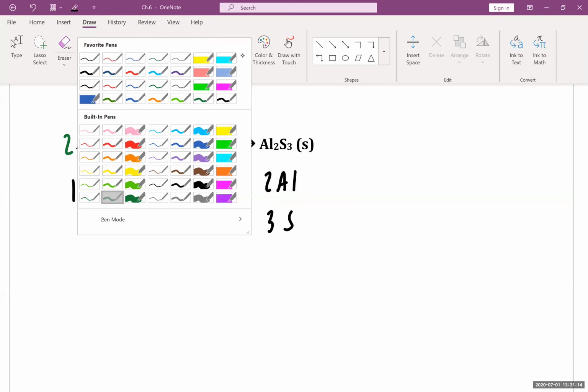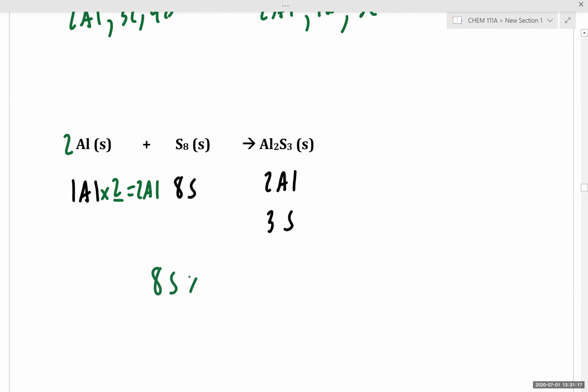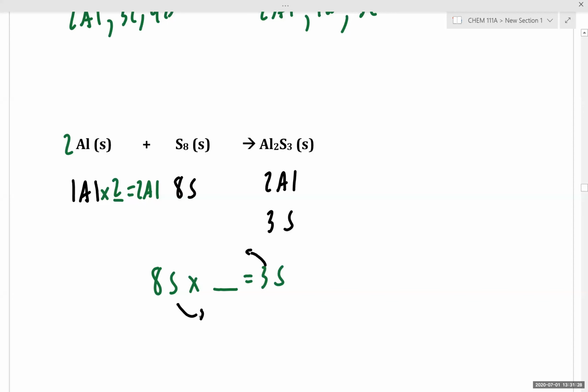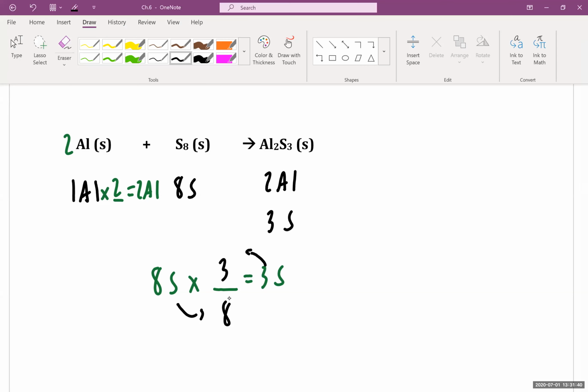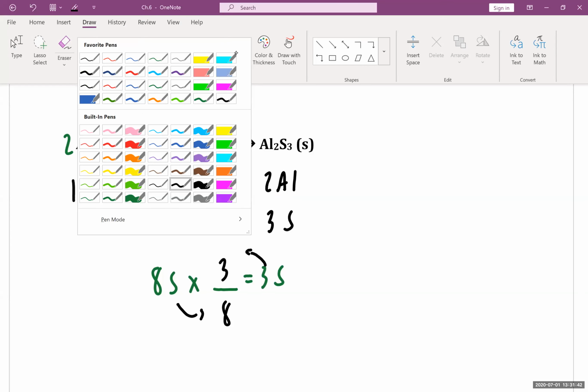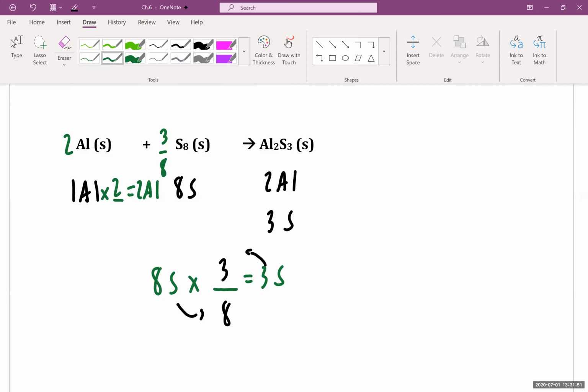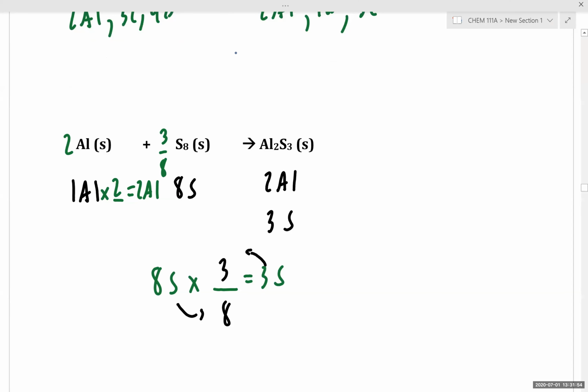Okay, and now things are going to get a little bit interesting. We have 8 sulfurs on the left. 8 times what would give us 3 sulfurs on the right? What coefficient do we guess for sulfur? 3/8. Yeah, you can also use the least common multiple method. That also works. There's nothing wrong with either method. I just personally like half notation when it's useful, when you have an isolated pure element.